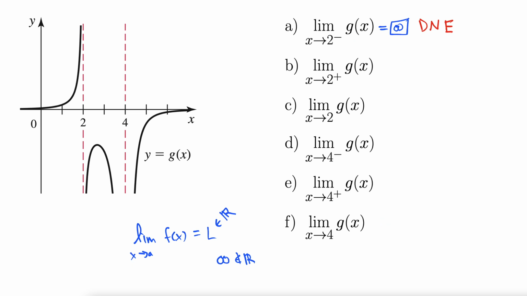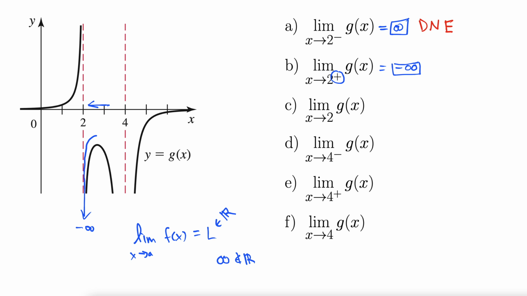Moving on to part B, we have the limit as x goes to 2 from the right. So now we are approaching from the positive direction, from the right. So now I'm tracing the function down. There it goes. It looks like it's going down to negative infinity. So again, this limit does not exist, but I'm going to write negative infinity instead of does not exist, because negative infinity is going to give us more information about this function.